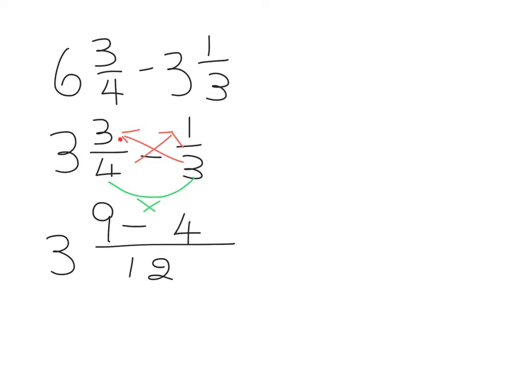So we've got 3 times 3 is 9, 4 times 1 is 4. Now we're in a position just to finish off, so we're going to do 9 take away 4, which is 5. So our answer is 3 and 5/12.